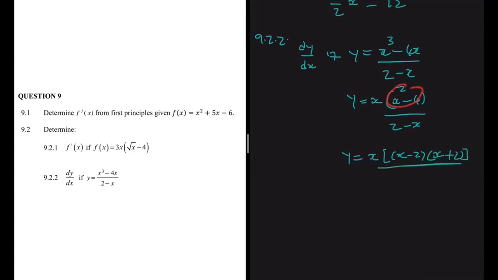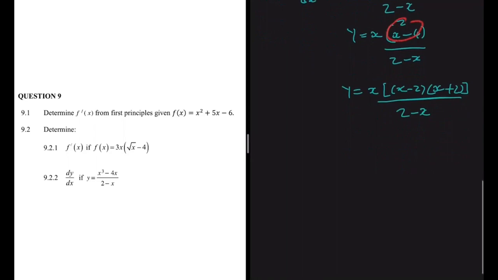And then we're dividing everything by 2 minus x. But then our denominator here, 2 minus x, if we take minus as a common factor, we're going to have y is equal to x multiplied by x minus 2 multiplied by x plus 2, everything divided by minus. We're taking minus as a common factor, right? So we should get plus x, right? Plus x minus 2.